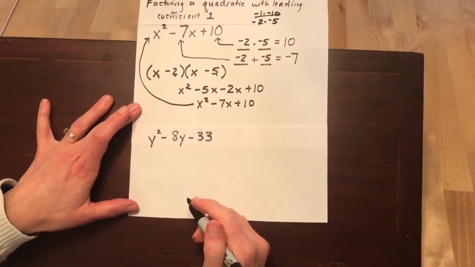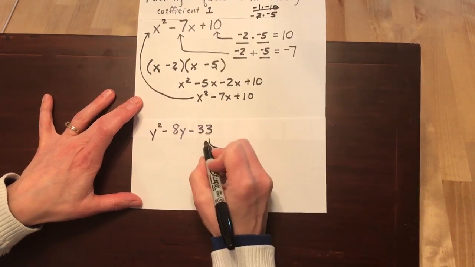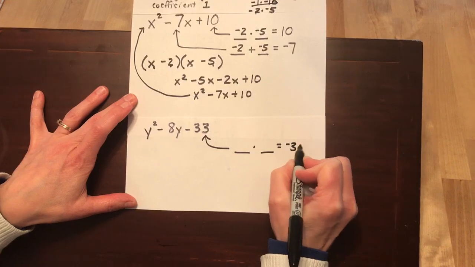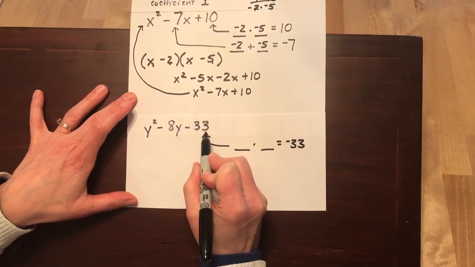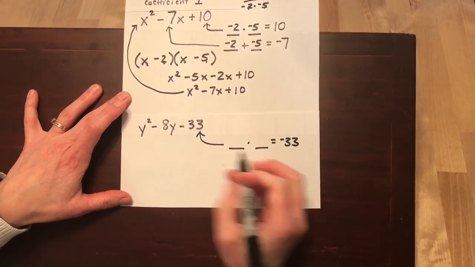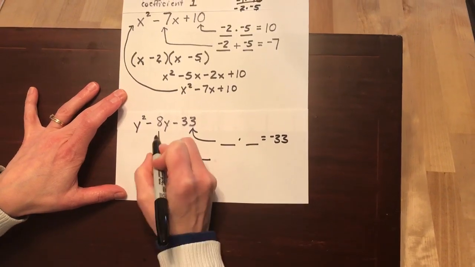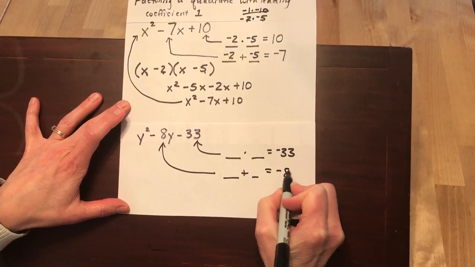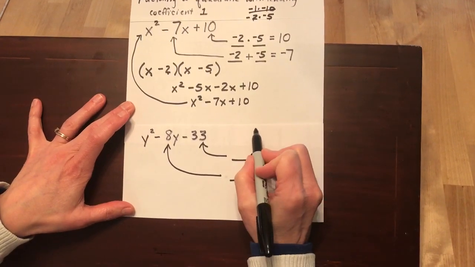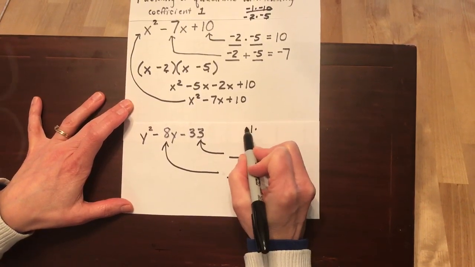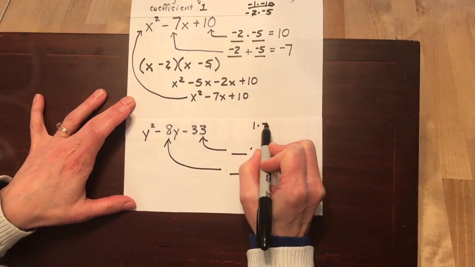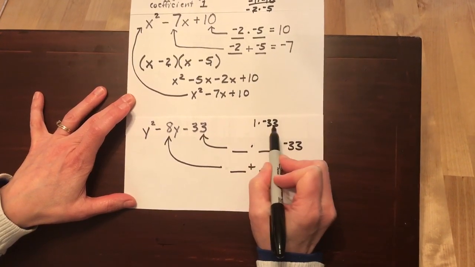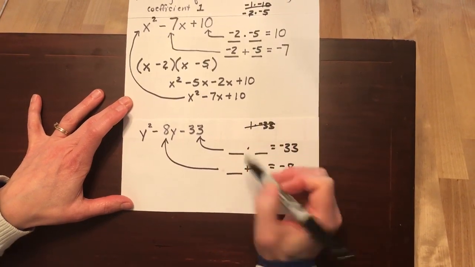Here's my next one to factor. I'm looking for two numbers that multiply to -33, so that means I'm going to need a positive and a negative number. Those same two numbers have to add up to -8. And so, okay, let's think about a 1 and a -33. If I added those, that would be -32, so that's not going to work.